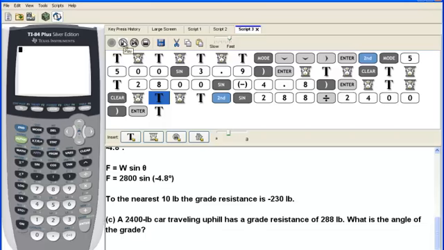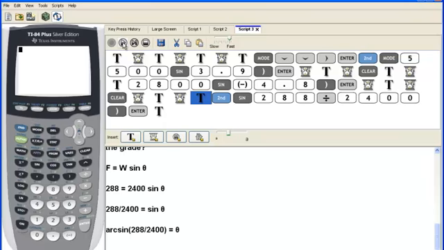For part C, we're given that a 2,400 pound car is traveling uphill and has a grade resistance of 288 pounds. What is the angle of the grade? Well, we use a similar procedure. We still use the formula F is equal to W times the sine of theta, but this time we're given different information. We substitute 288 for F and 2,400 for W. And what we need to do is to find theta.